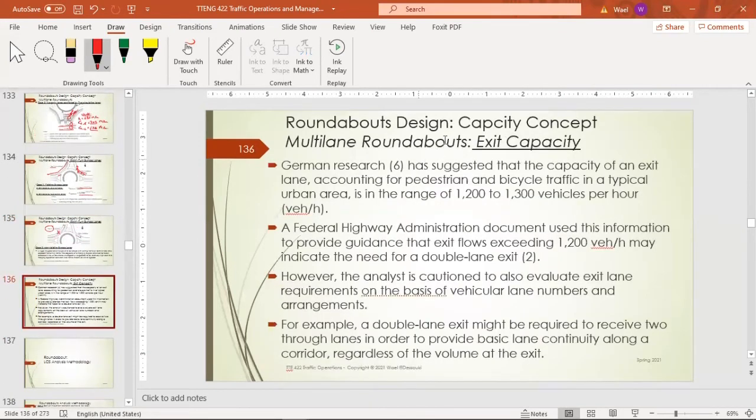Okay, roundabout design, except multi-lane roundabouts exit capacity. The exit capacity has been suggested: the capacity of an exit lane, according to pedestrian and bicycle traffic in a typical urban area, is in the range of 1200 to 1300. Why?